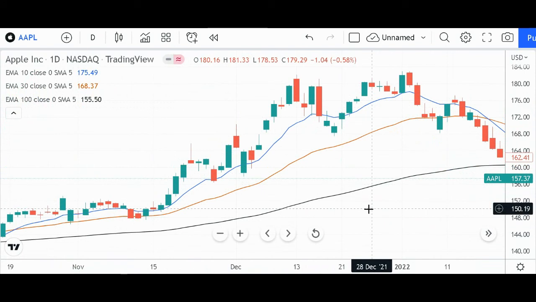So, hope this is helpful to you. I do like the idea of a triple moving average strategy where one of the lines is a filter to keep you out of big trouble sometimes.